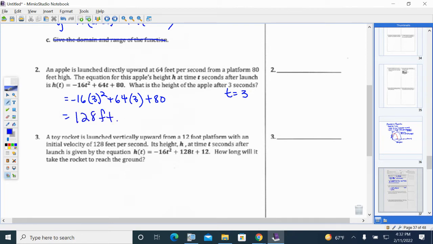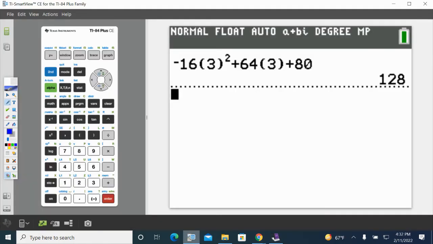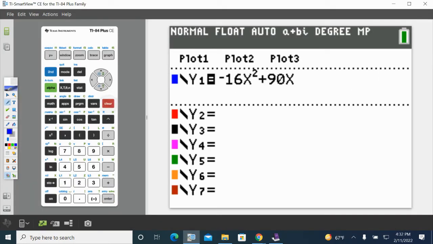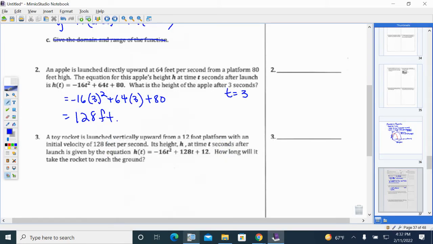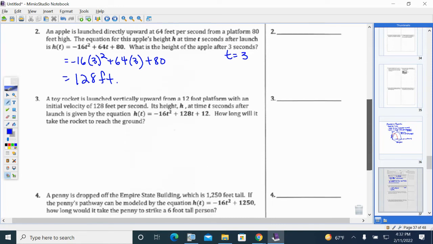Now watch this. If I put that equation in y equal, go to y equal, negative 16x squared plus 64x plus 80. I'm looking for where, I forgot the x. I'm looking for where x is equal to 3. So if I go to the table, I don't even need to look at the graph, go to the table where x is 3, I got 128. So the table of ordered pairs there can help you. All right, let's move on to question number 3.